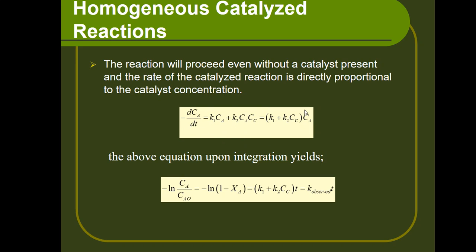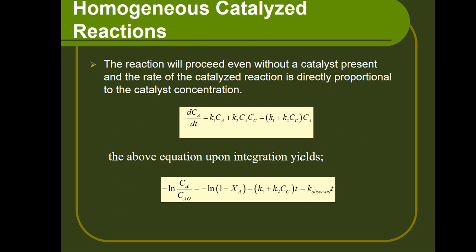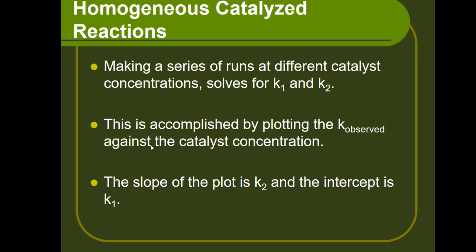If you will process this DE, it will yield an equation like this, wherein the sum of K1 and the product of K2 and Cc is labeled as the K observed. And this is in the case of homogeneous catalyzed reactions. So making a series of runs at different catalyst concentration will allow you to solve for these two, K1 and K2. And this can be accomplished by plotting the K observed against the catalyst concentration.